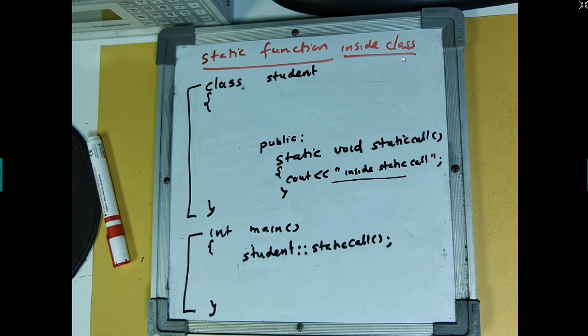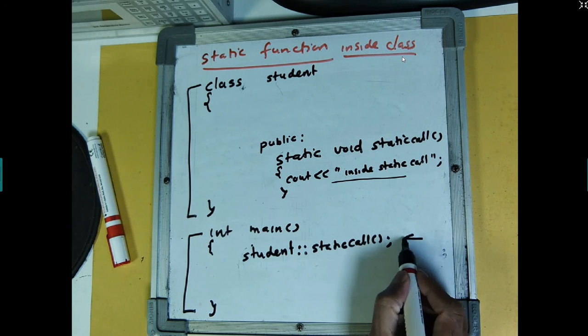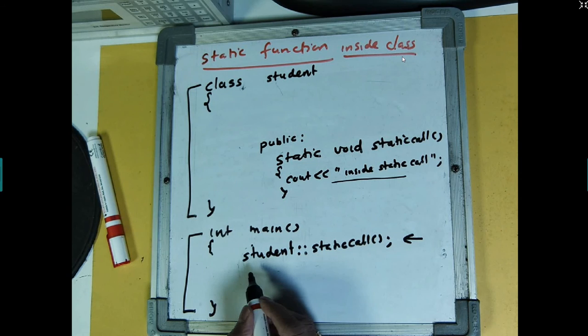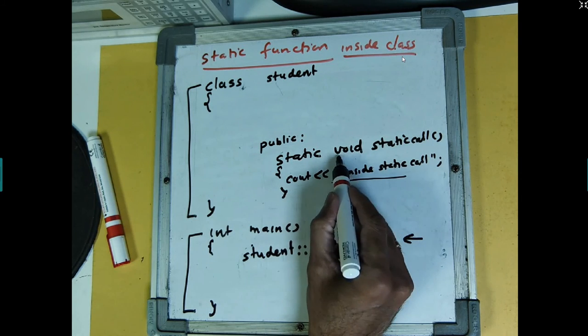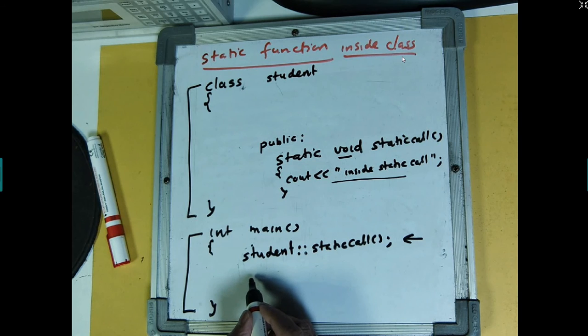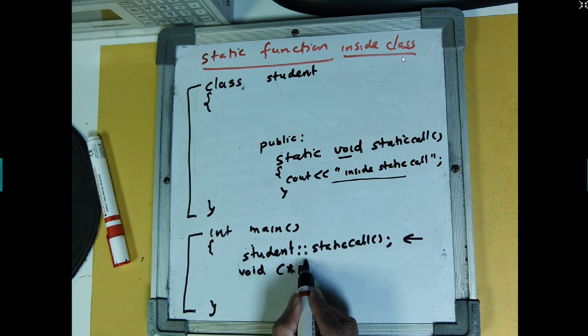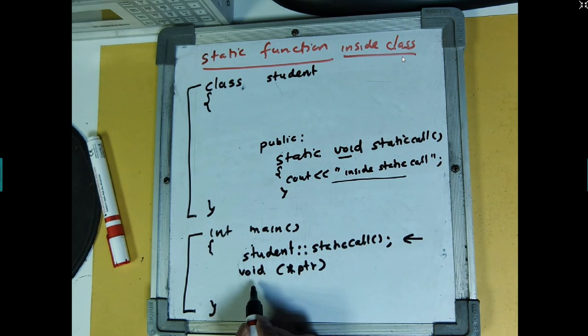There is another way of calling the static call. A little more complicated way, but I would like to teach that. Through a pointer also you can call this. The same thing, in a different way you are going to call. Since it's a void type, I can create a pointer. I will call it star ptr of void type.